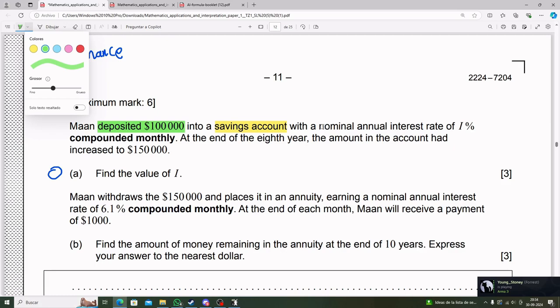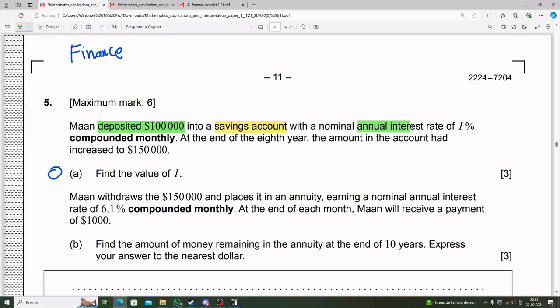Then they tell us that we have a nominal annual interest rate of I%. So my nominal annual interest rate is I%. And they put it in bold because it is very important: compounded monthly. At the end of the 8th year, keep that in mind, end of the 8th year, the amount in the account had increased to 150,000. And so that is the general gist of it.